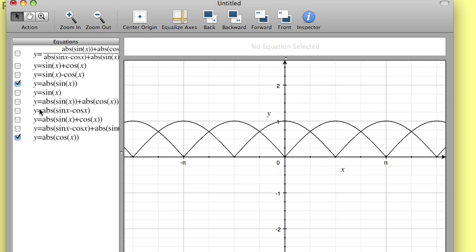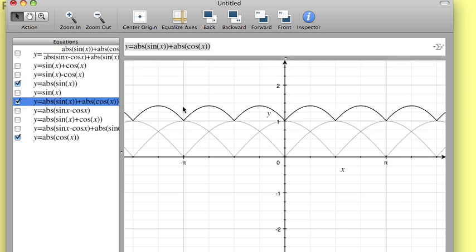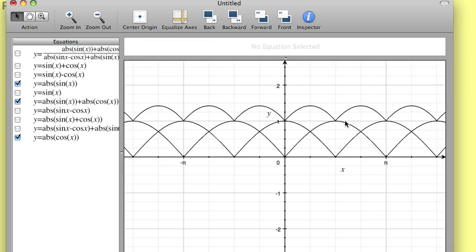So when you put the absolute value of sine of x and add it to the absolute value of cosine of x, you're going to get another wave that's going to have half of its interval. Again, because there's no destructive interference to beat down these peaks, basically.